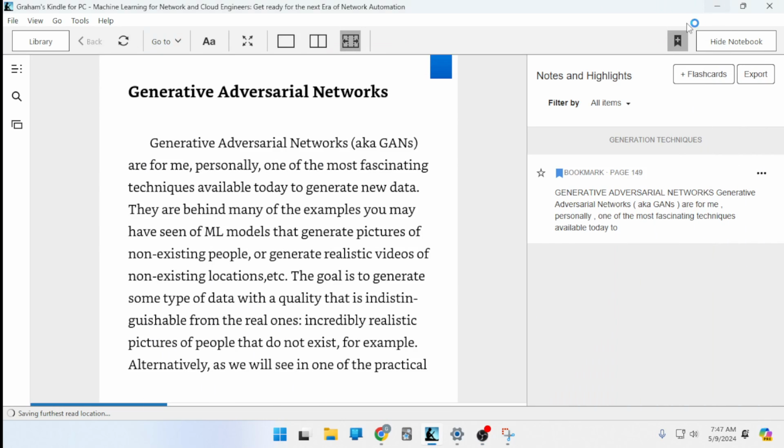Alright, I'm back and I'm feeling much better, so let's continue with generative adversarial networks.